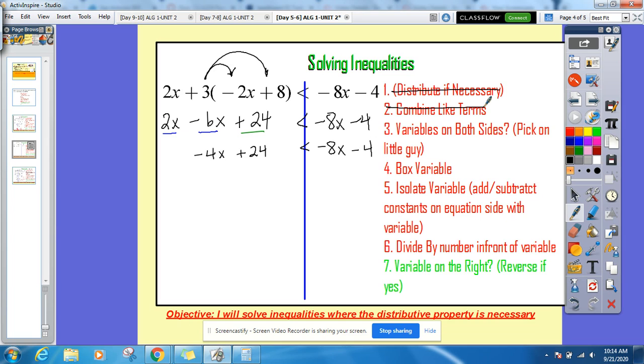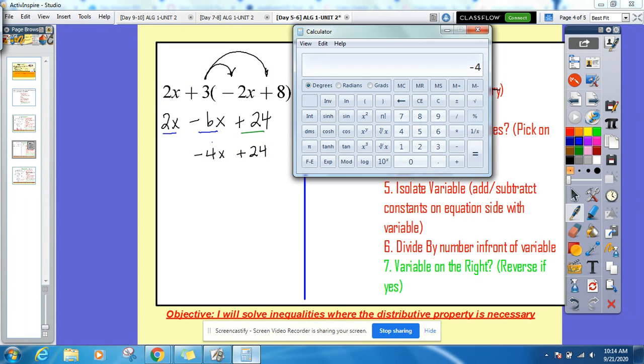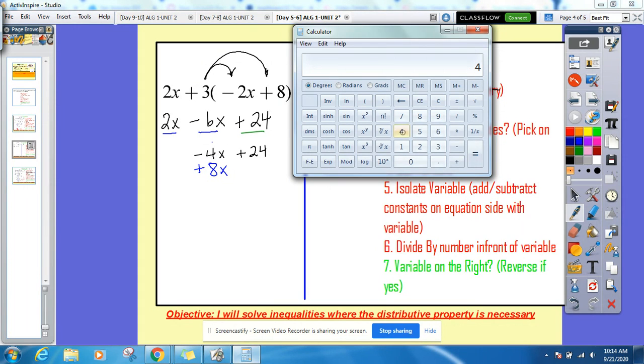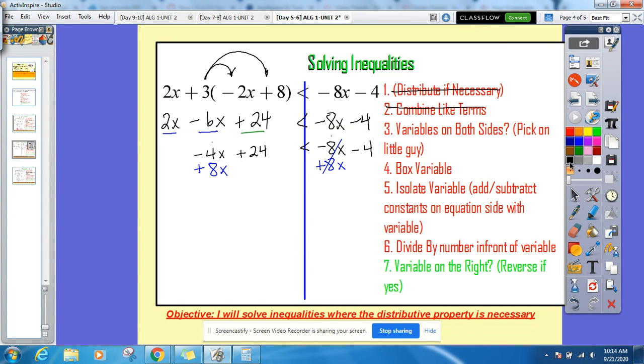Now we look for variables on both sides of the inequality. I can see that I have a negative 4x and a negative 8x. So I want to pick on the little guy here. Now remember, when we're dealing with negatives, it's actually the bigger number that's the little guy. So negative 8 is the little guy in this case. So we're going to add 8 to both sides. So we have negative 4 plus 8 is equal to 4. So we have 4x plus 24 is less than negative 4.